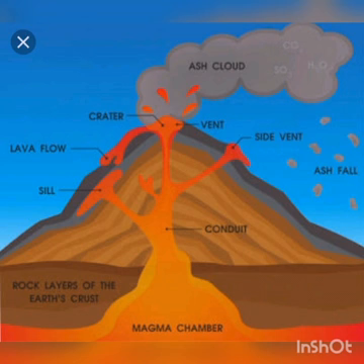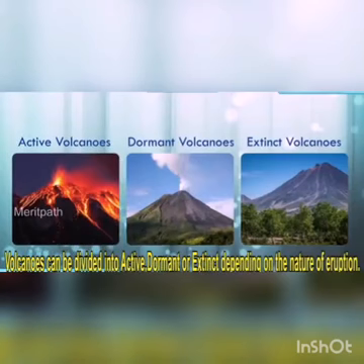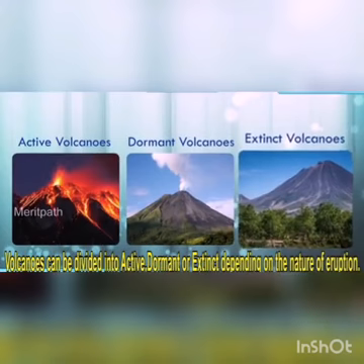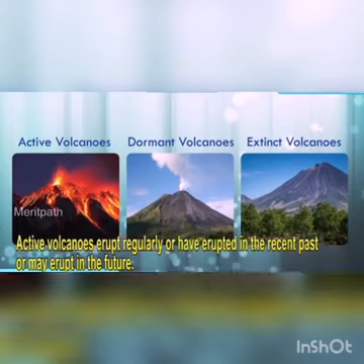So this is about the volcanoes, what materials are inside the volcanoes and how they are ejected outside. And there are types of volcanoes. On the basis of the periodicity or frequency of eruption, volcanoes are classified into three types. They can be active, dormant, or extinct, depending on the nature of eruption.